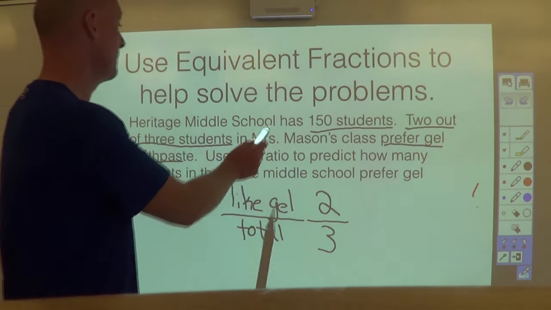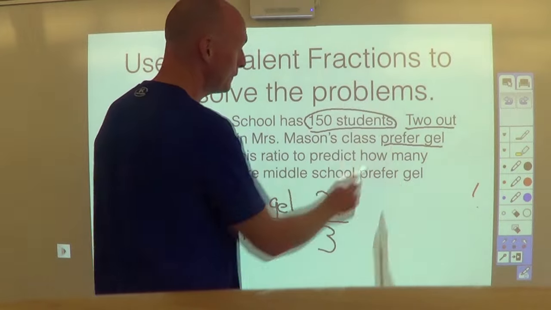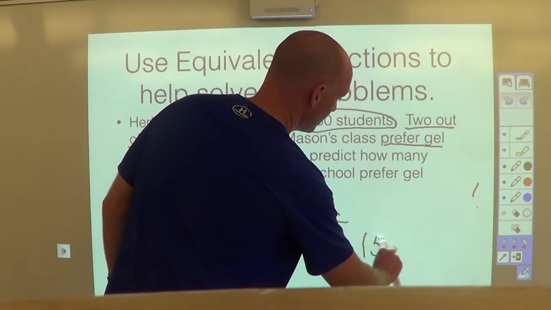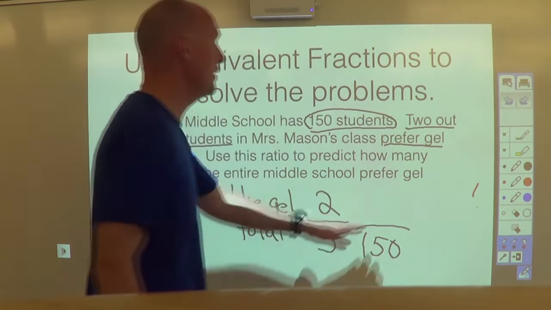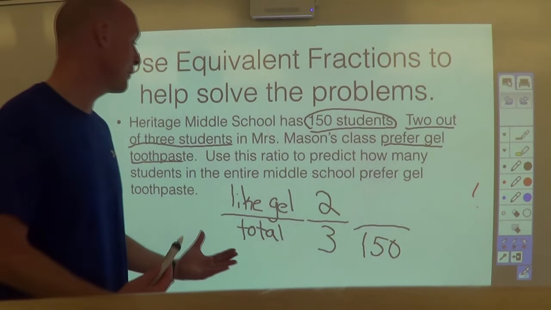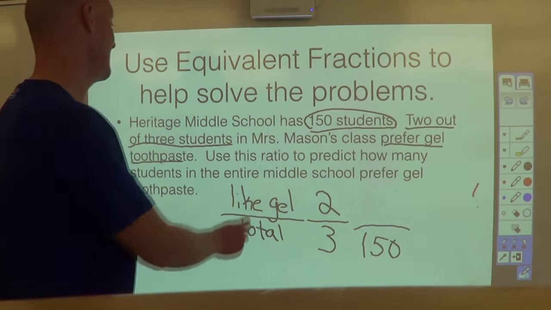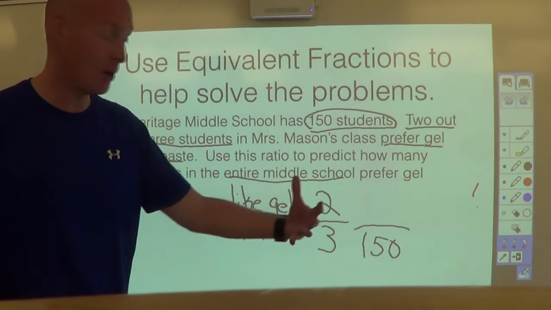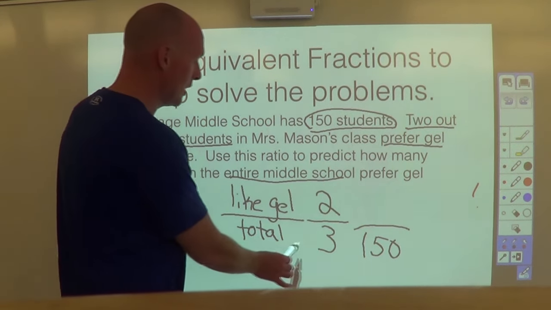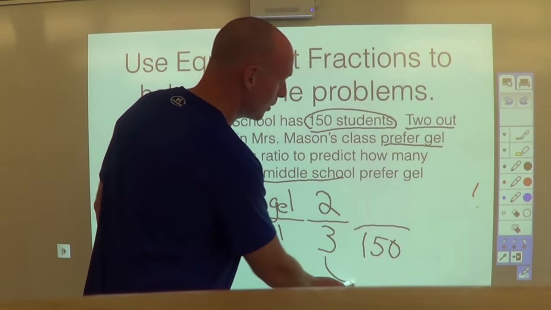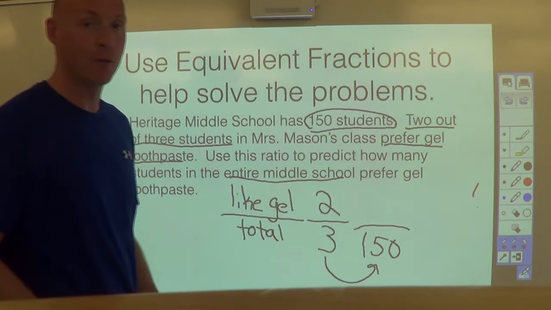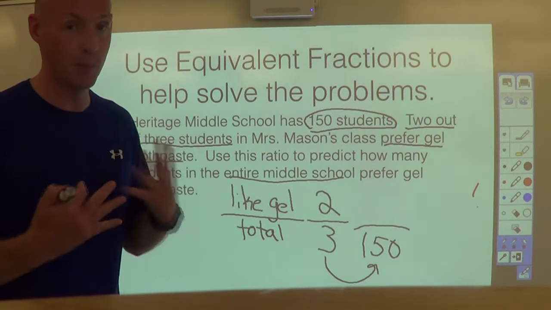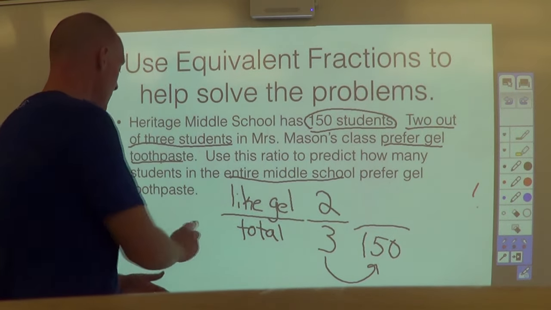But in this case, the middle school has 150 students. So what if my total became 150? This is the mystery box. That's the number we have to figure out, how many students in the entire middle school prefer gel toothpaste. So the total would be 3 to 150. How do I go from 3 to 150? The number's going up, so we know we have to multiply. Multiply by what? Well, let's figure it out.